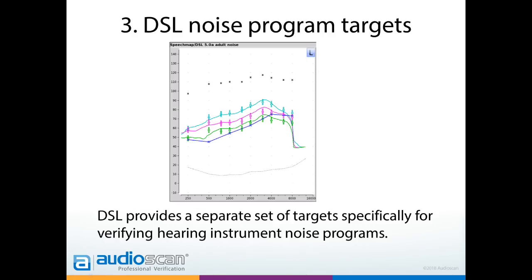Next is the DSL noise program targets. Both the DSL adult and pediatric rationales provide a separate set of speech targets for hearing instrument programs intended for listening in noisy environments.